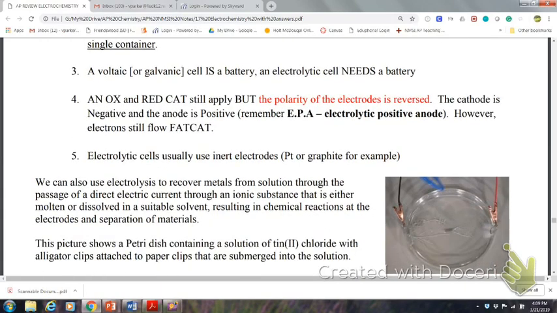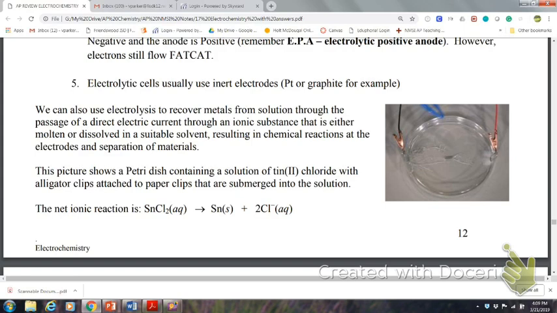Electrolytic cells are usually going to be using inert electrodes, such as platinum or graphite. And you can read through this yourself. These are some other applications of them. Okay?